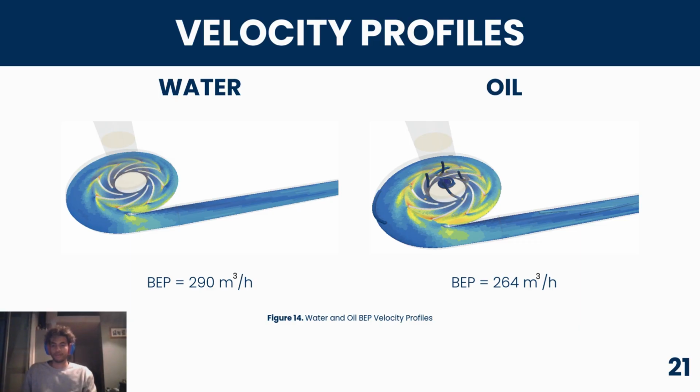Here we see velocity profiles for water on the left at a best efficiency point of 290 cubic meters per hour and for oil on the right at 264 cubic meters per hour. Notice that the oil shows a higher velocity around the impeller. This is because the oil's higher viscosity tightly couples the fluid to the impeller blades, reducing slip. By contrast, water's lower viscosity allows the flow to diffuse more widely. These differences highlight how fluid properties affect pump performance and guide design optimizations.